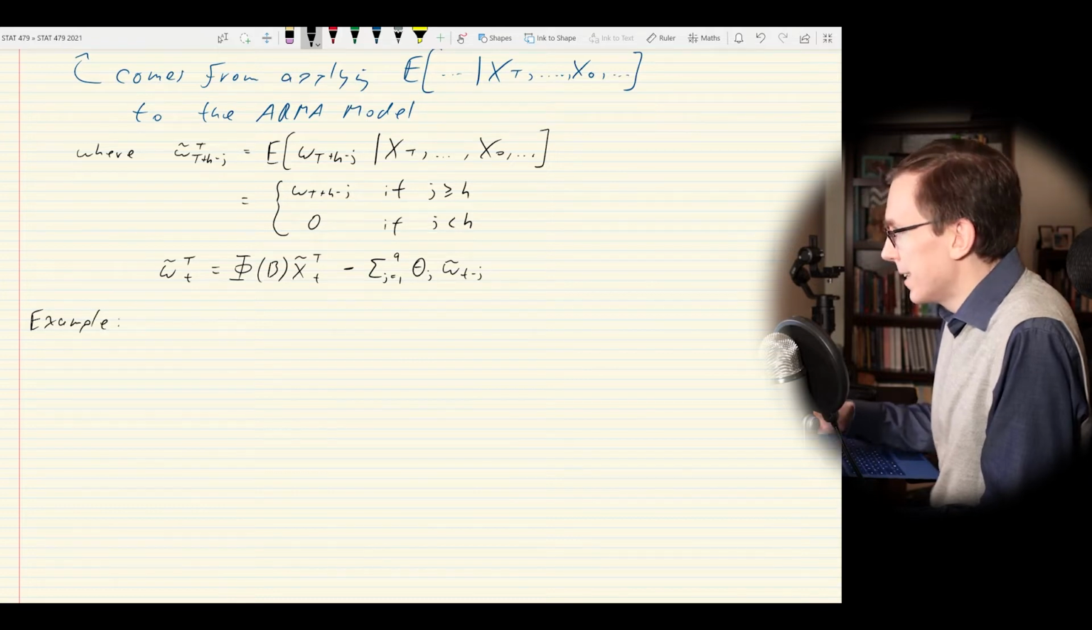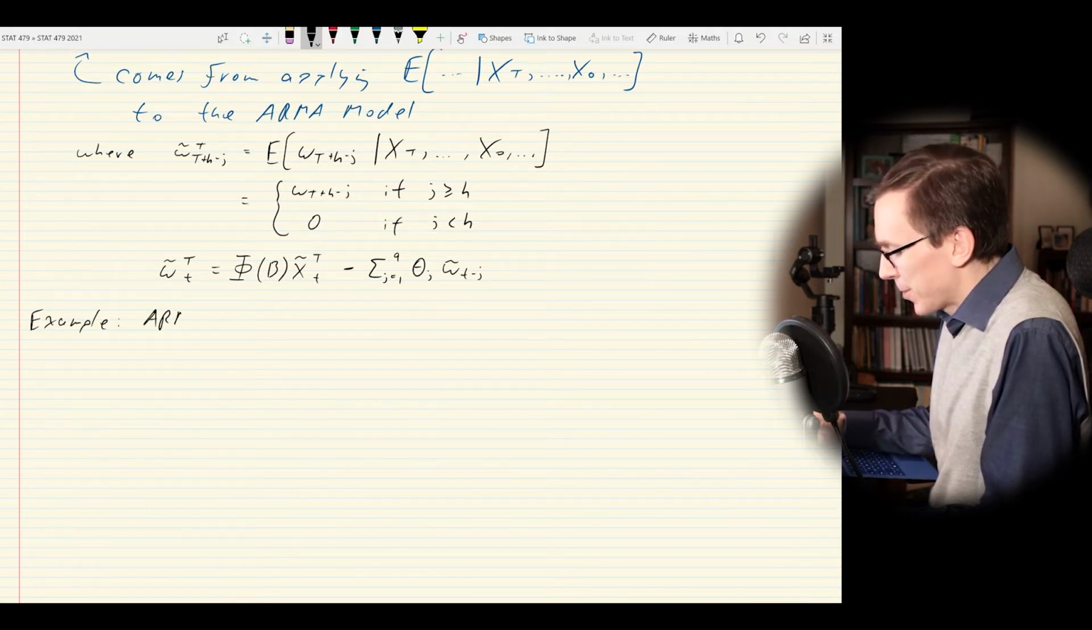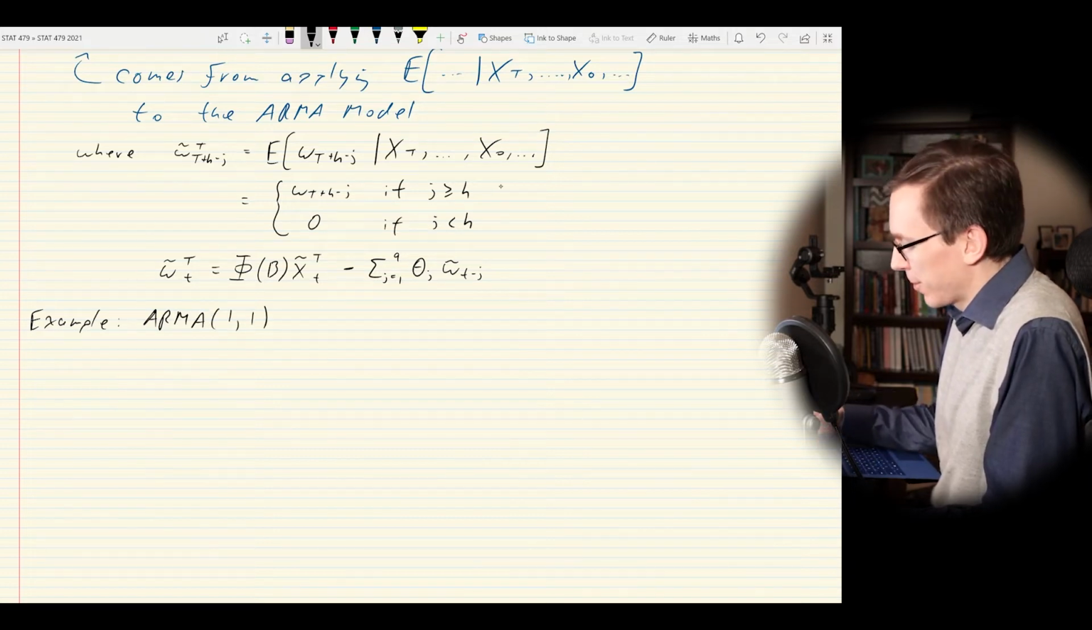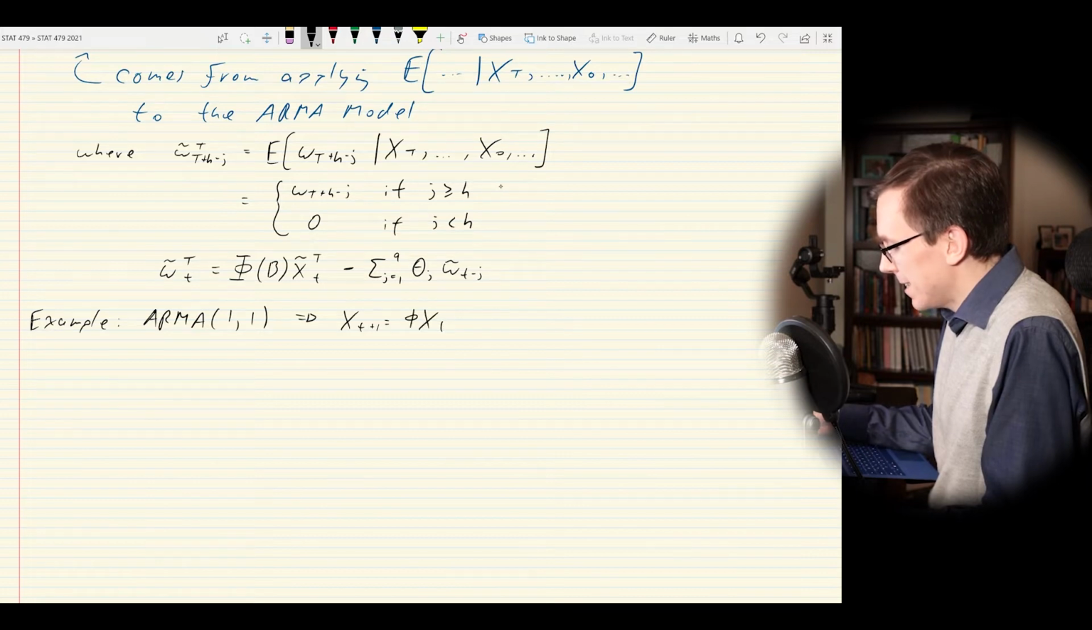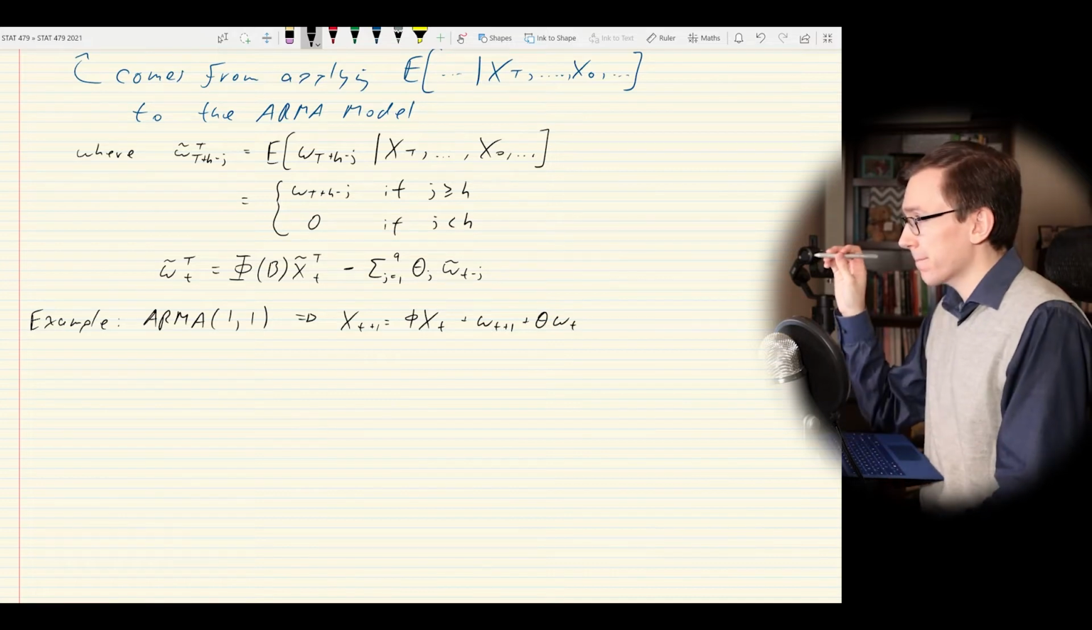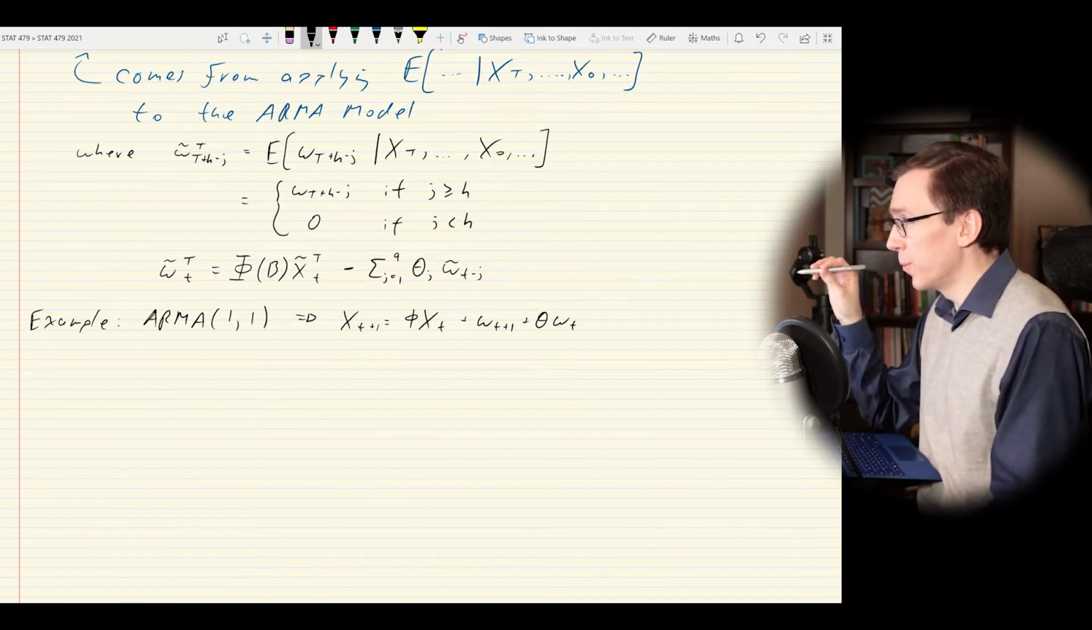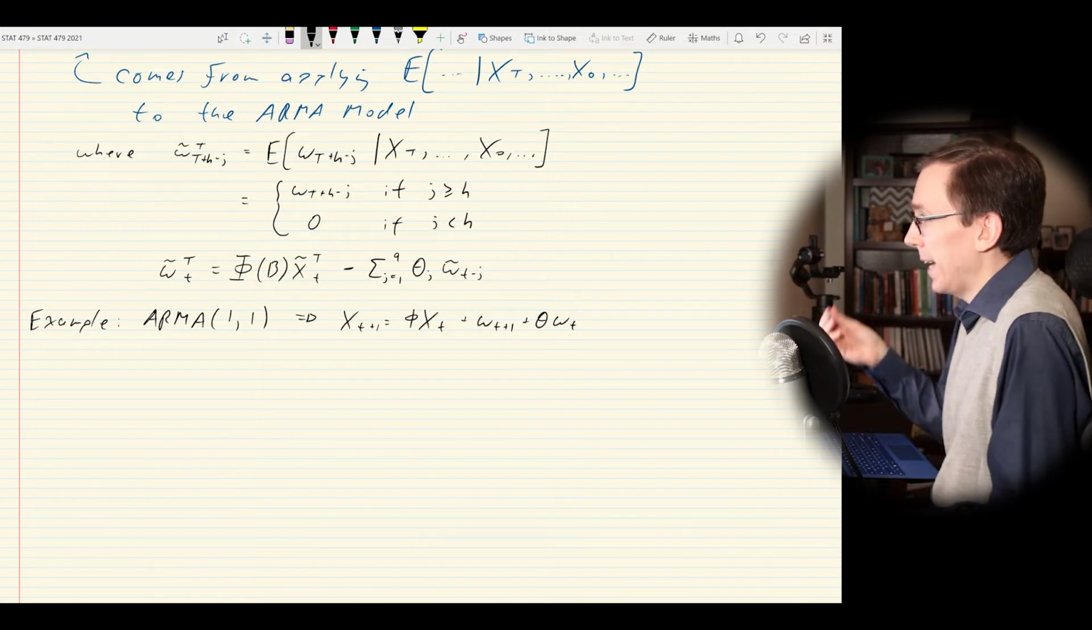So let's do an example. In this case, we will take the simplest ARMA example I can do, which is the ARMA(1,1) process. We're going to write that as x_{t+1} is equal to phi x_t plus w_{t+1} plus theta w_t. All right, so now we have our ARMA(1,1), and we can write down the 1 step ahead prediction.